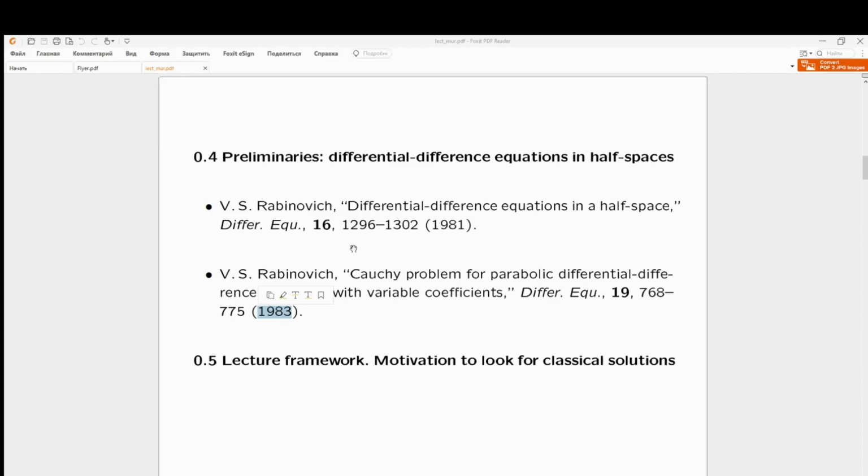And to deal with this phenomenon, we need traces of solutions on low dimensional manifolds. You know that the existence of such a trace is not guaranteed if the solution belongs to a Sobolev space. So this is the motivation to deal with classical solutions.